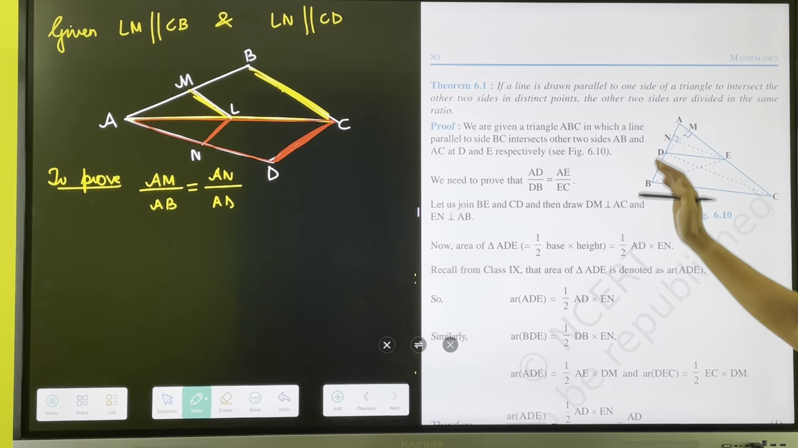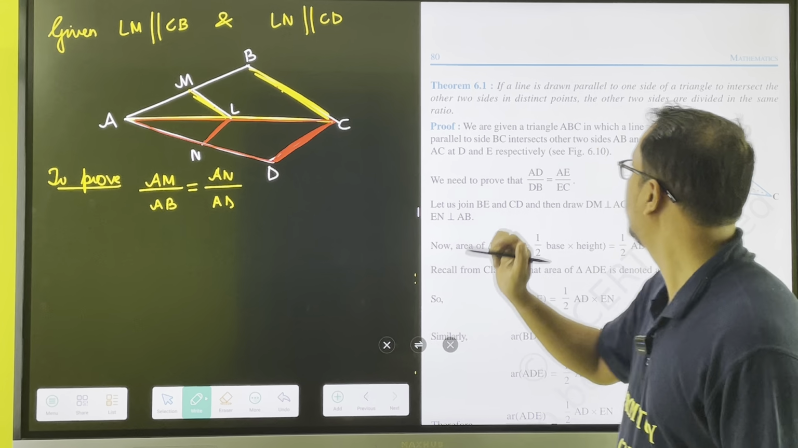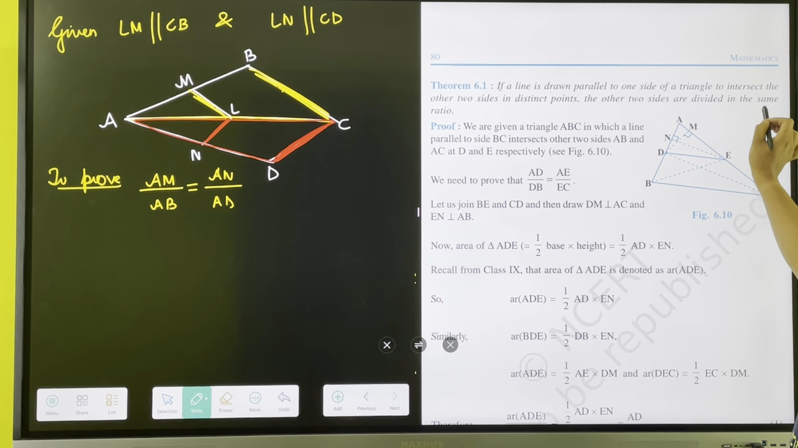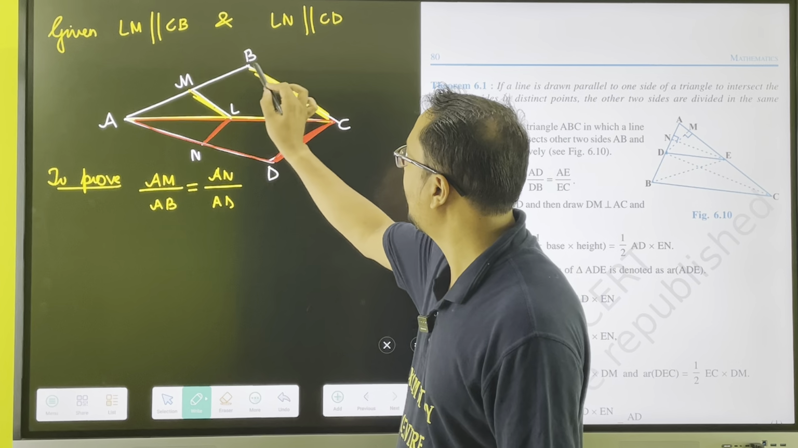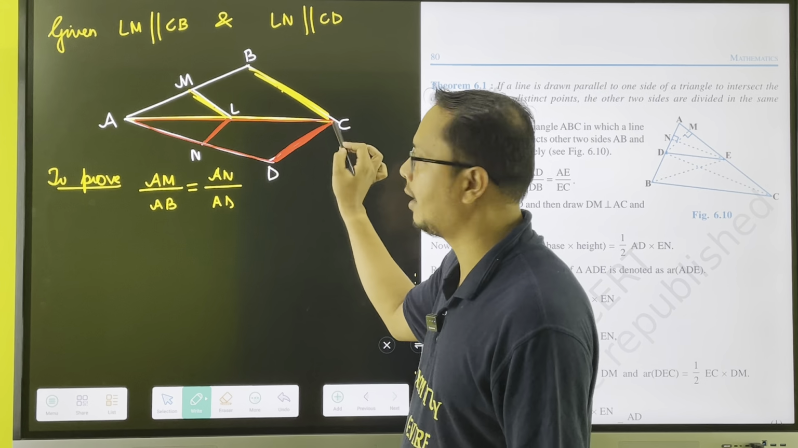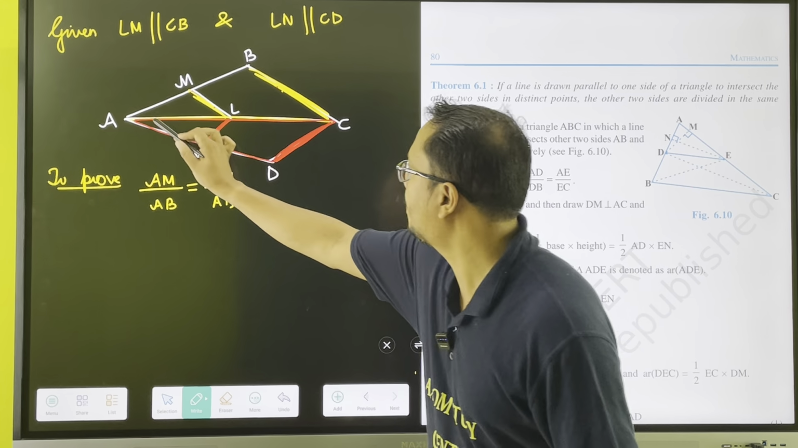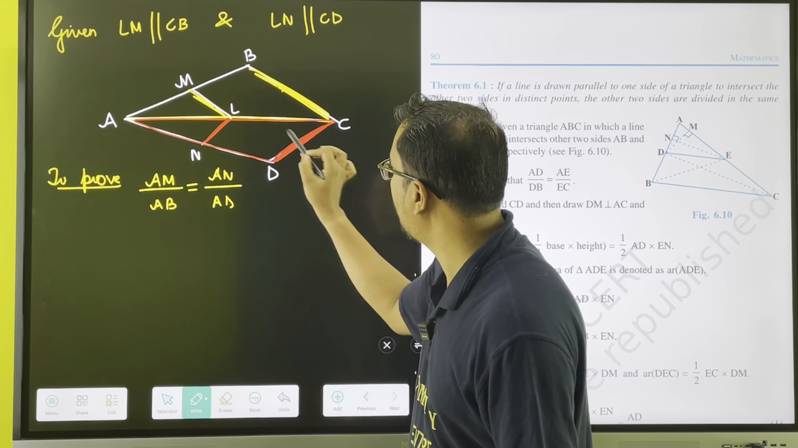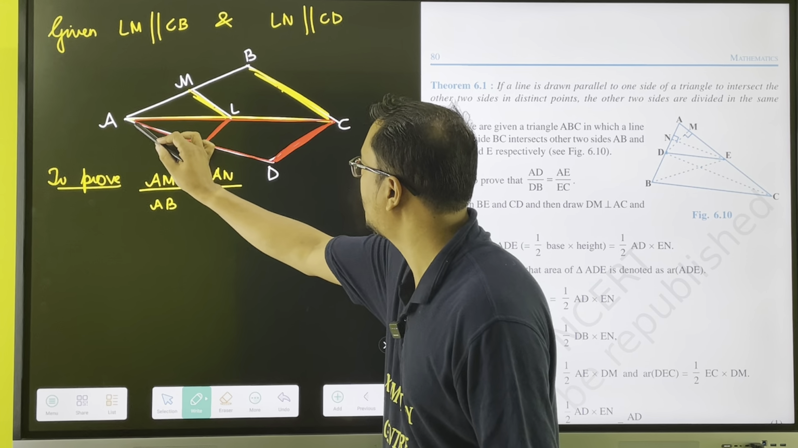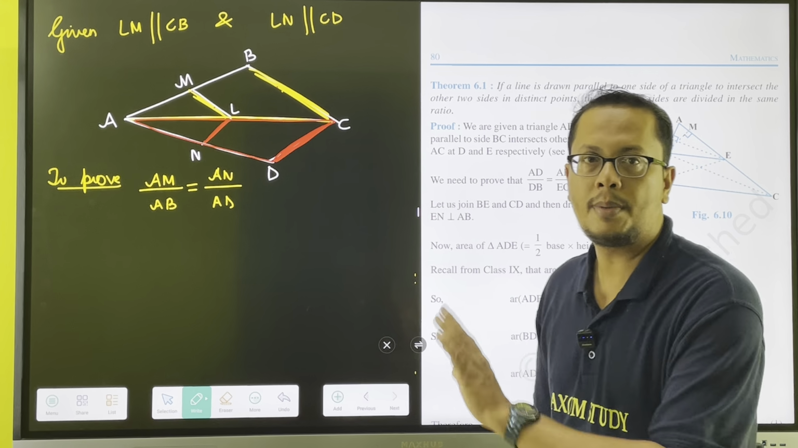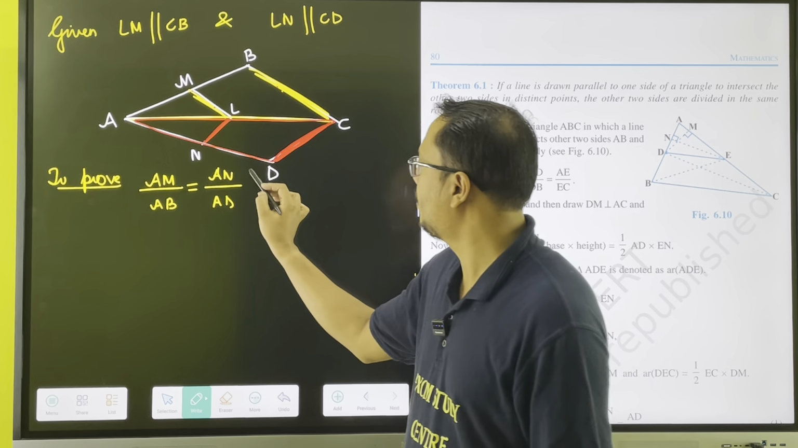The other two sides are divided in the same ratio, means AM by MB will be equal to AL by LC. Again, for this particular triangle, LN is parallel to DC, therefore AL by LC will be equal to AN by ND. So this much we know, and we need to prove this one.